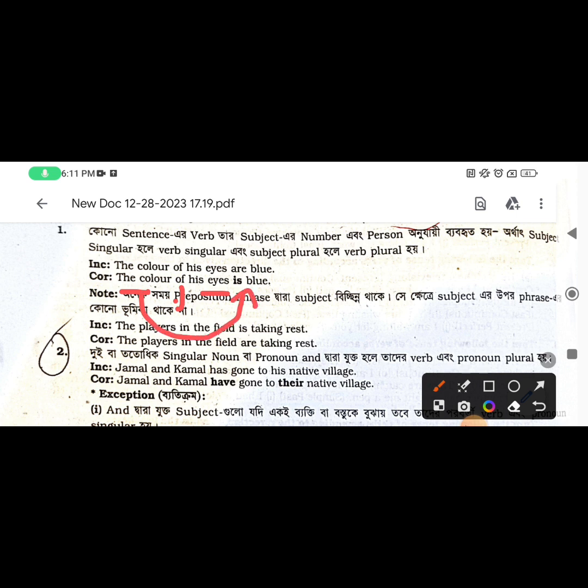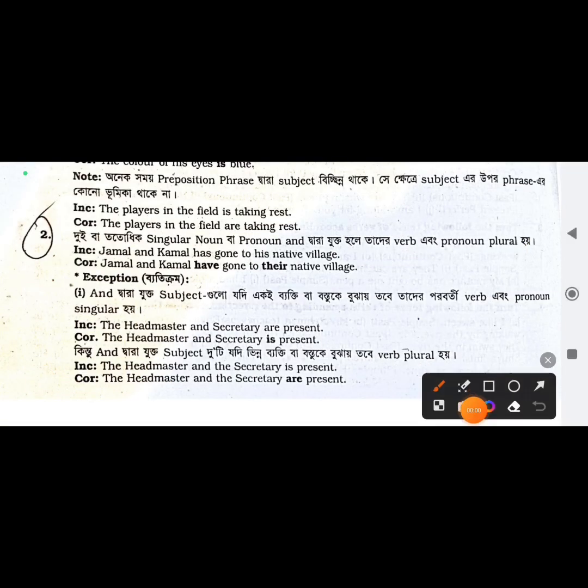So the color is a singular subject. That's why is is used. We have already learned that if the subject is singular, then the verb will also be singular, and if the subject is plural, then the verb will also be plural. So there are two persons, Jamal and Kamal, so it will be plural. So has is singular, and he is also singular.